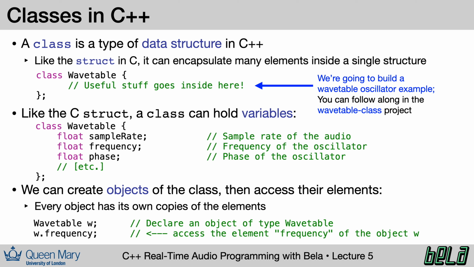So instead of being a float, in this case, w is of type wavetable. And then if we wanted to access the variable called frequency within w, we can do that with w.frequency. And just to emphasize, if we had three different wavetable objects, each one could have its own frequency.